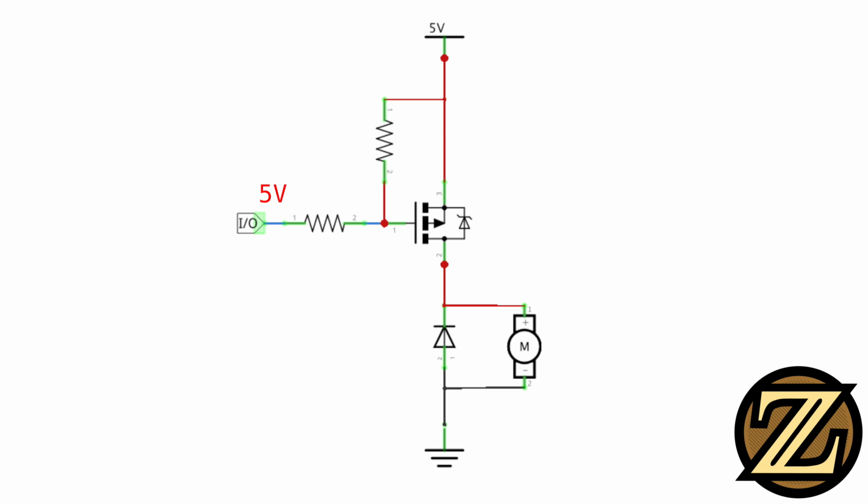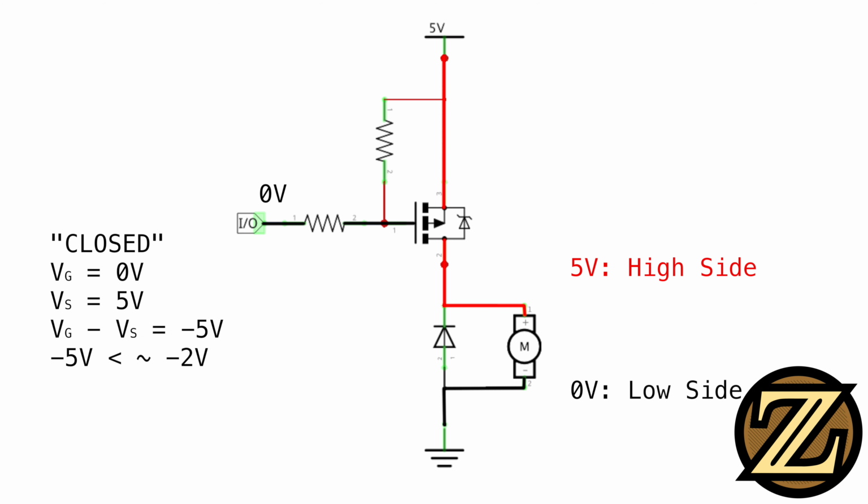When we apply 5 volts to the gate, we do not get current flow between the drain and source. When we apply 0 volts to the gate, we again build up charge at the gate, thus warranting the current limiting resistor, and we increase conductivity between the drain and source. This in turn allows current flow across the motor. This happens because we have a negative gate source voltage differential of negative 5 volts, which is less than our required minimum of negative 2 volts.